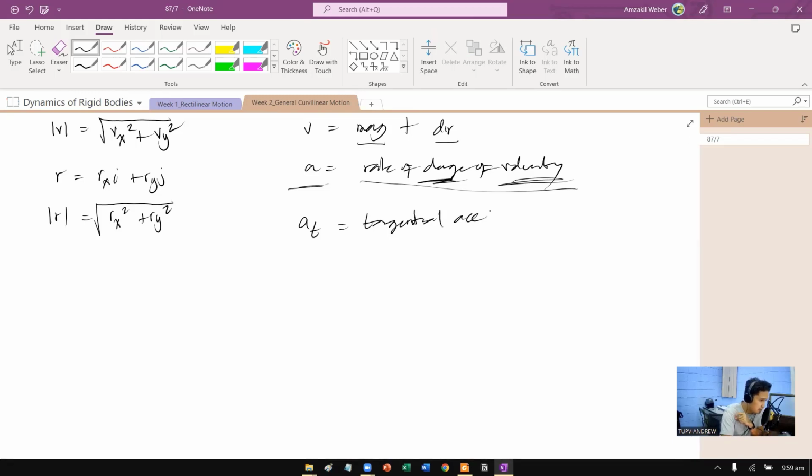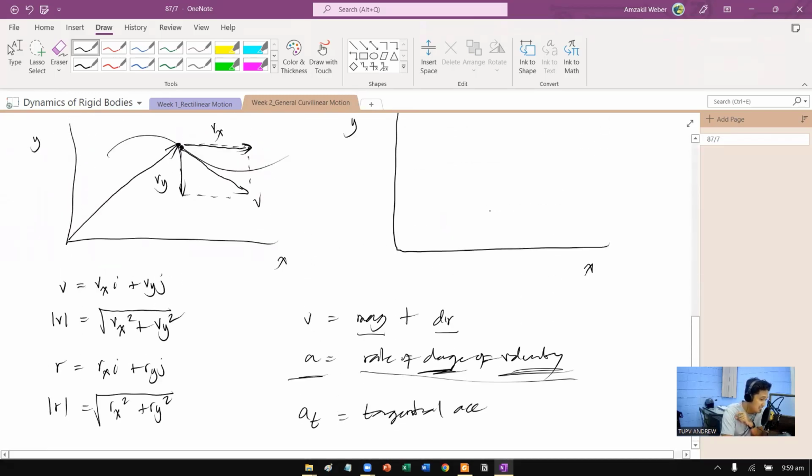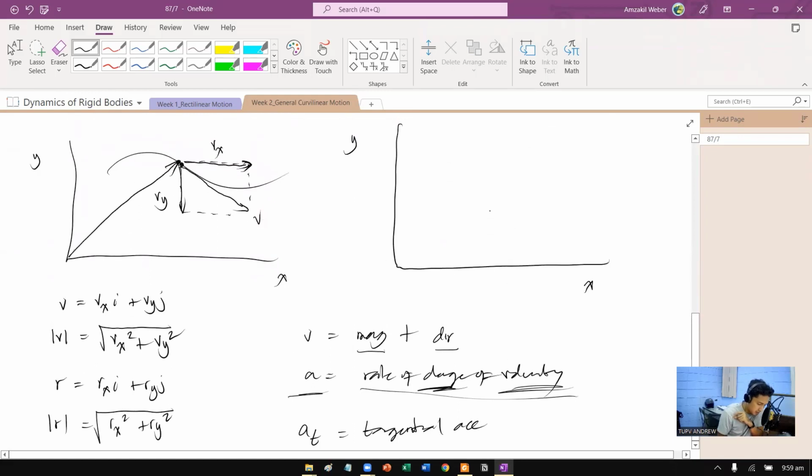Why is it called tangential acceleration? Because only the magnitude changes, not the direction. And we know that velocity is always tangent to the path. Whether it gets smaller or bigger, it is still always tangent to the path. And that type of acceleration responsible for a change of that length or that magnitude is what we call the tangential acceleration.